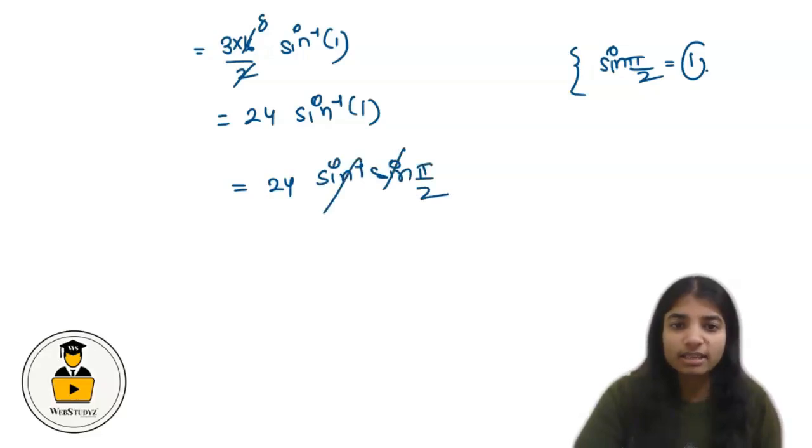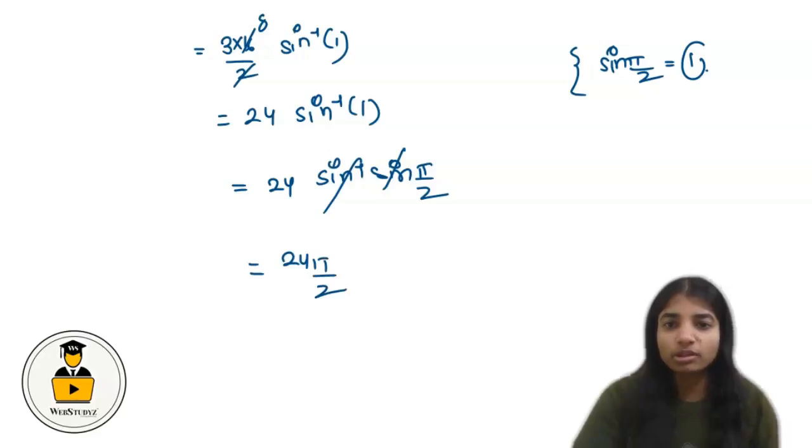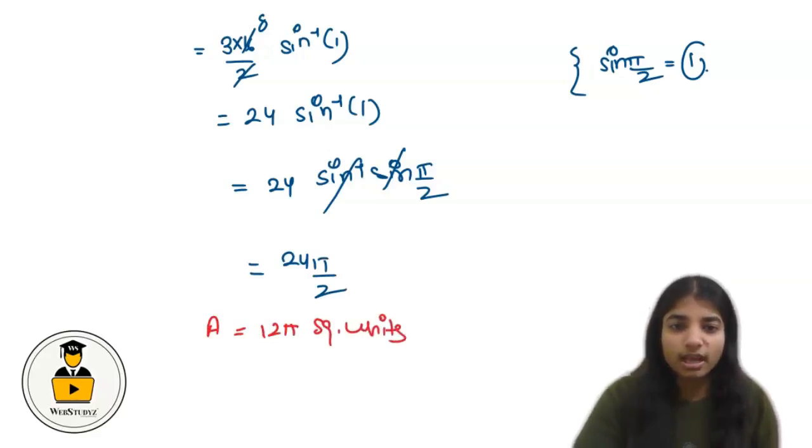Sine inverse and sine cancel. We are only left with 24 times pi divided by 2. Or we can also write this as area is equal to 12 pi, in square units. So this is the answer to the given question.